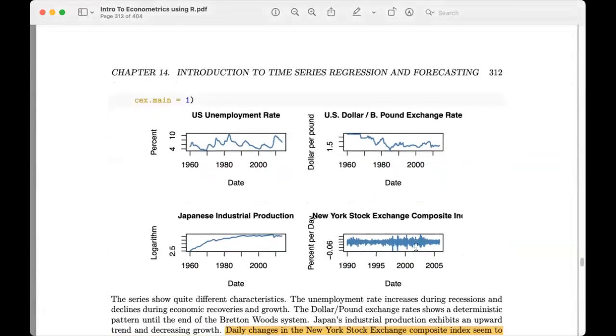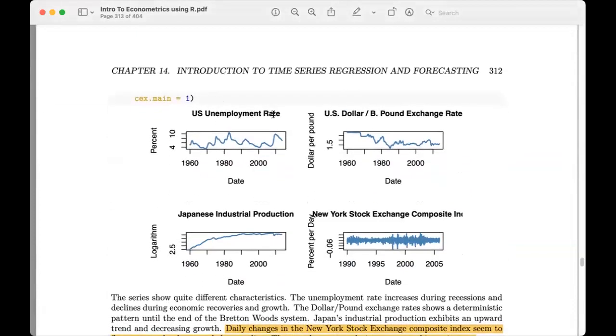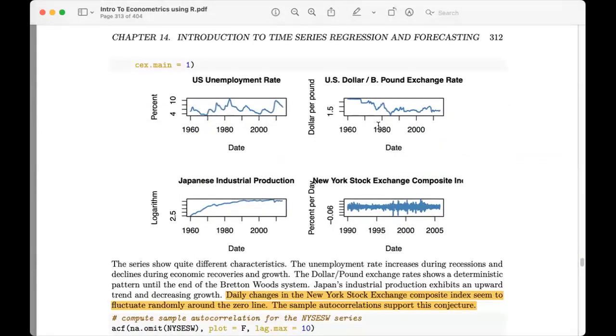So we could see the series. We could see the unemployment rate increases and also decreases. If we zoom in, we could see that maybe during recessions it declines, and when the economy booms, it goes up. We could see the U.S. dollar to British pound exchange rate taking a sort of downward trend, something like this. And Japan's industrial production exhibits an upward trend.